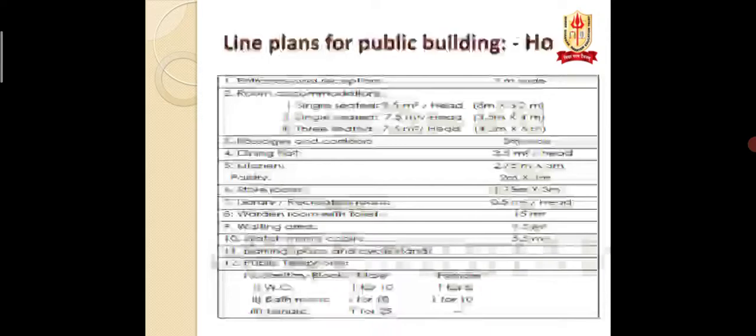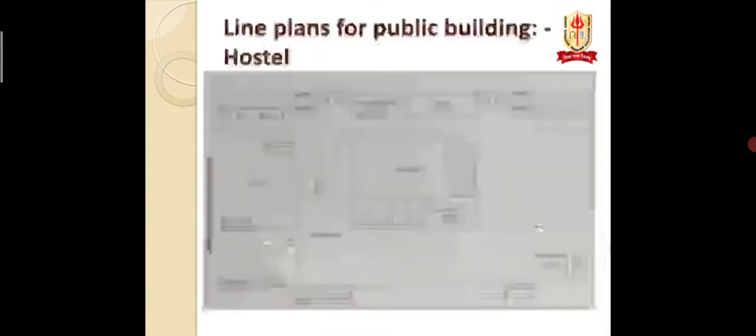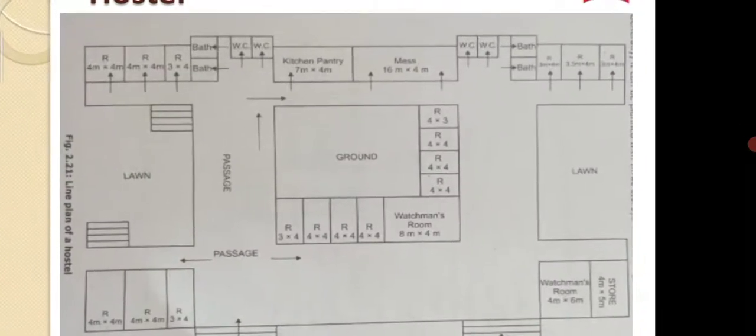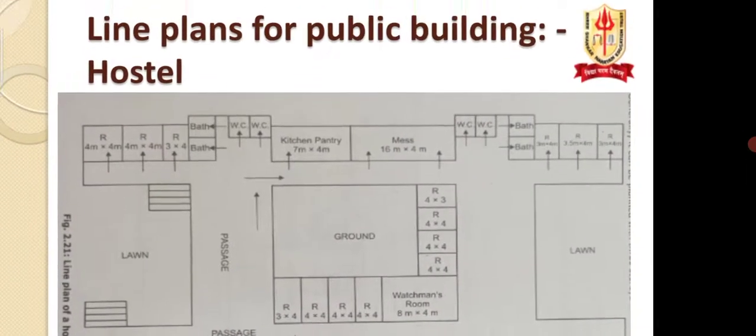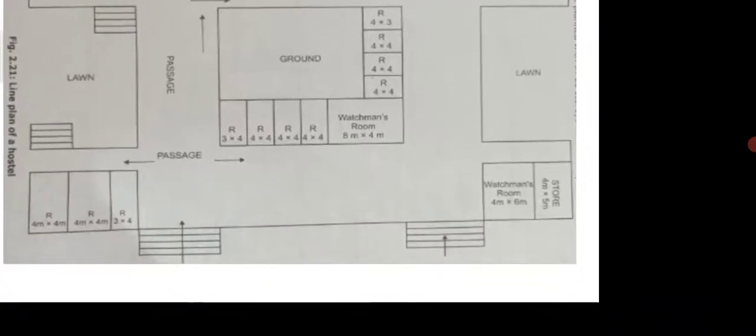Then we should have a dining hall, kitchen, then passage, corridor, storage room, library, wardrobe, then waiting room, etc. How can you place it? Like this you have to place the rooms, since it is a hostel, so we are placing rooms and passage. And then there is also a kitchen, pantry, mess, lounges, etc.